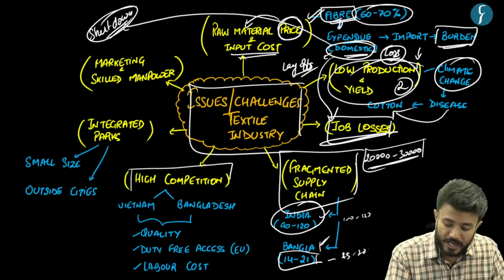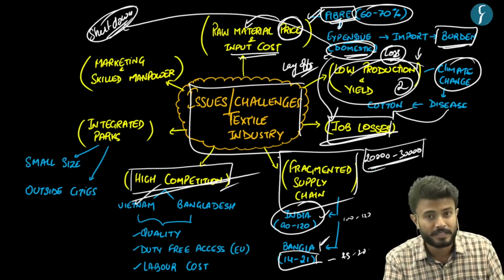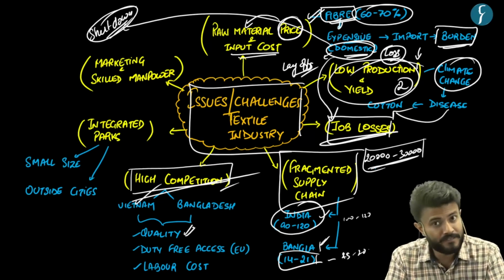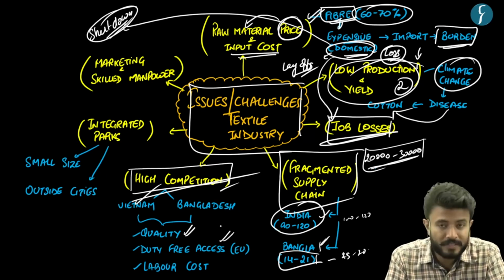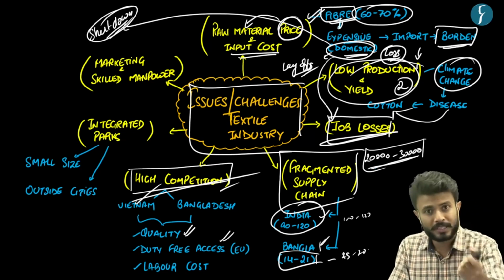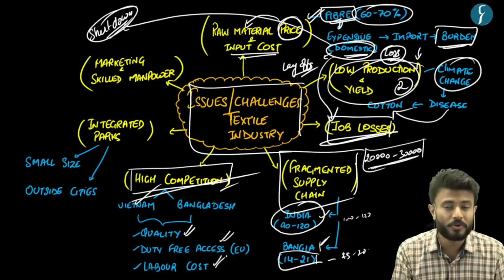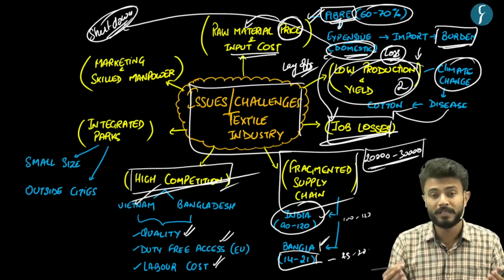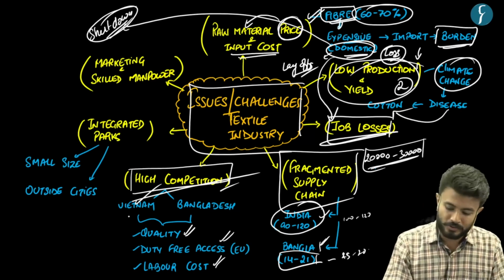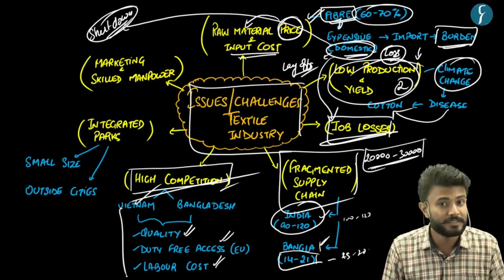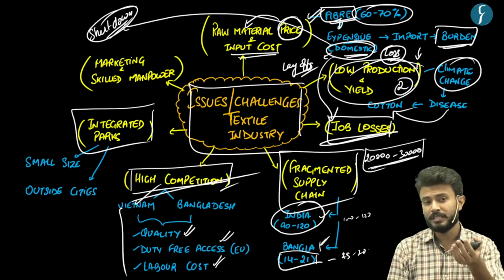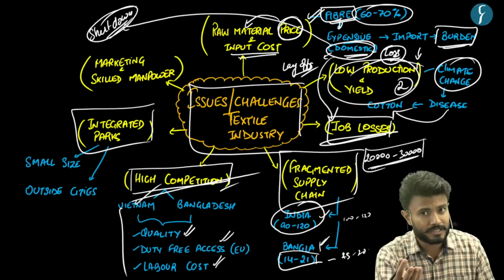Next issue is the high competition, again from Vietnam and Bangladesh. These are our major competitors. When we talk about quality, they have better quality. When we talk about duty-free access in the context of the European Union, as we said, they have better government policies which support their textile exports. If we talk about labor cost, we discussed it also, that in Bangladesh the labor is relatively cheaper compared to India. So the industrialists are attracted towards Bangladesh. So these are certain factors because of which India faces stiff competition. Then, yes, we just discussed that India came up with the schemes for establishment of integrated textile parks.